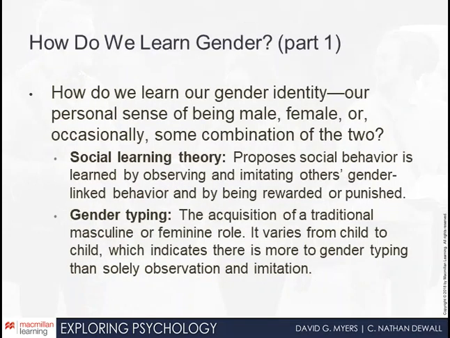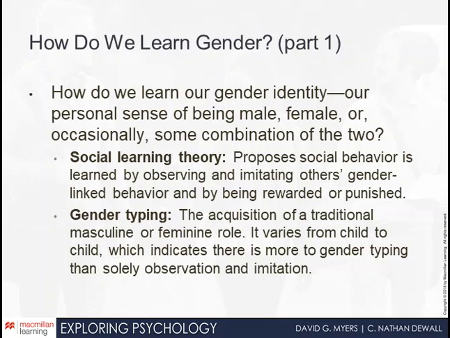So, how do we learn our gender? How do we learn our gender identity? Our personal sense of being male or female, or occasionally some combination of the two? Well, we have social learning theory. It proposes social behavior is learned by observing and imitating others' gender linked behavior and being rewarded or punished. Gender typing is the acquisition of a traditional masculine or feminine role. It varies from child to child, which indicates there is more gender typing than solely observation and imitation.